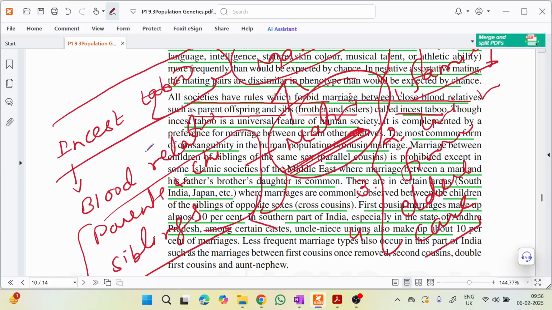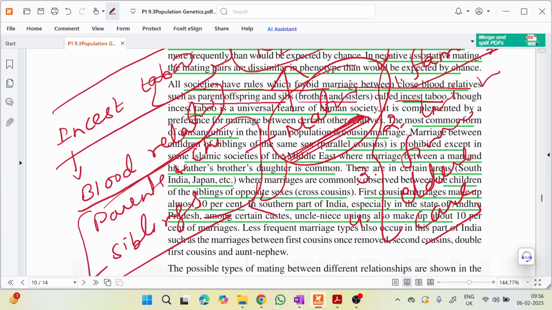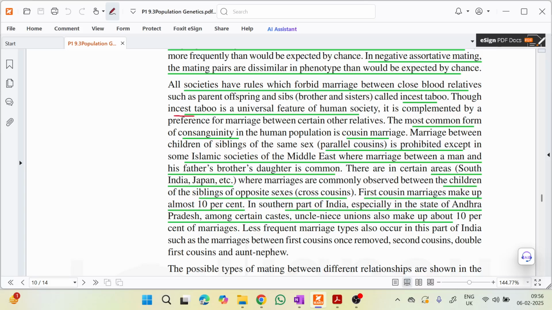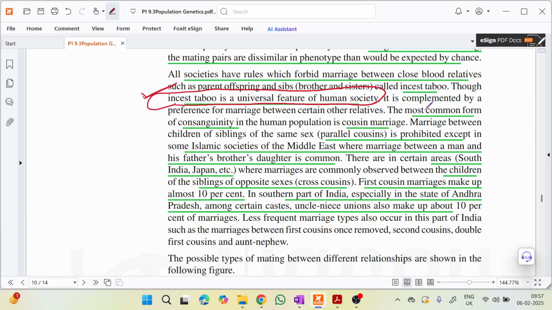So incest taboos are the prohibitory mating rules which restrict mating, or producing children, between close blood relatives. It is a universal feature of human society because almost all societies have such incest taboos. Then the most common form of consanguinity, which here means marriage between blood relatives, is cousin marriage.